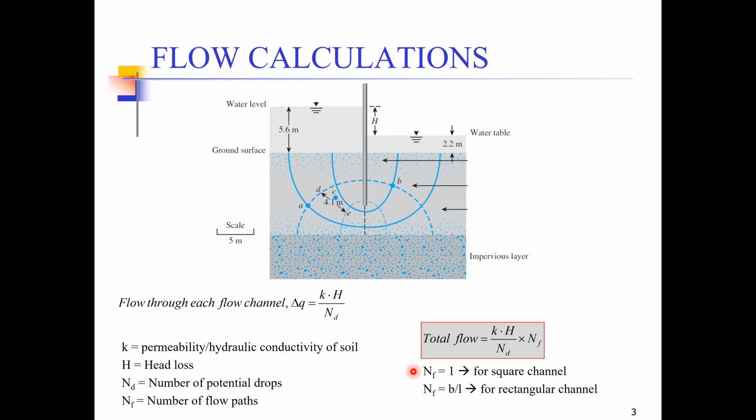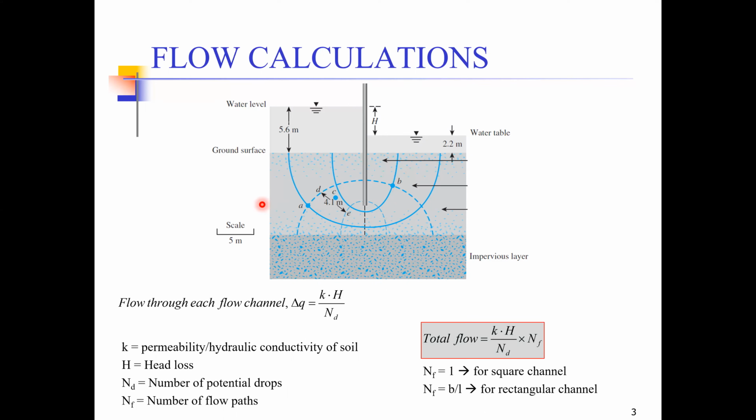If our flow channel consists of square components, we can use NF equals 1 for that channel. For example, this channel number 1 consists of almost square components, so we can use NF equals 1 for this flow channel. Similarly, flow channel number 2 is composed of almost square components, so we can again associate an NF value of 1 for this flow channel.